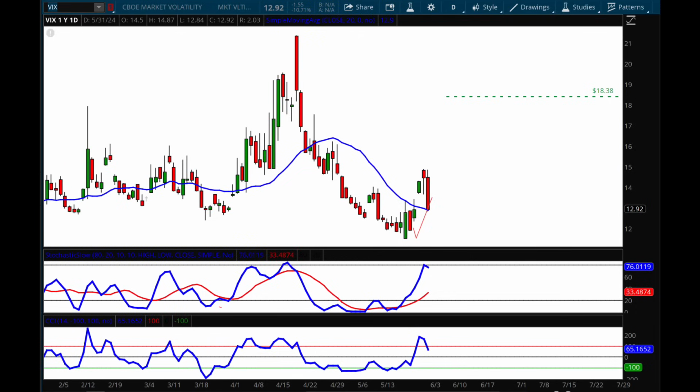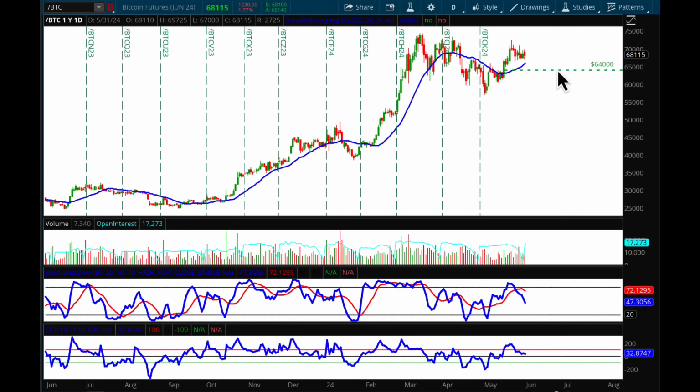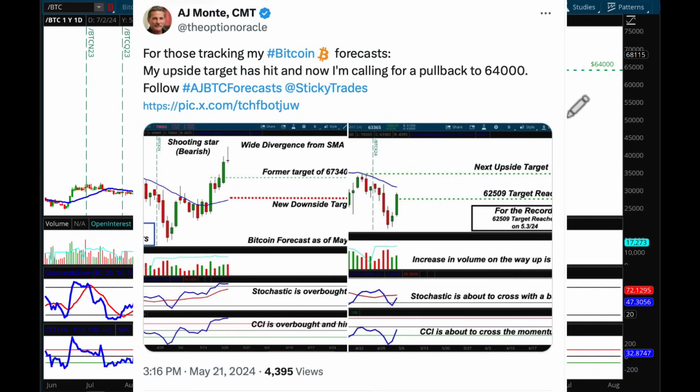Now I want to quickly visit Bitcoin. Here we go. I have a projection on this, a price target of $64,000. If you want to follow me on X, I do report on Bitcoin, especially after the targets have hit, and then I reestablish new targets for those traders who are getting in Bitcoin or even trading the cryptocurrency.